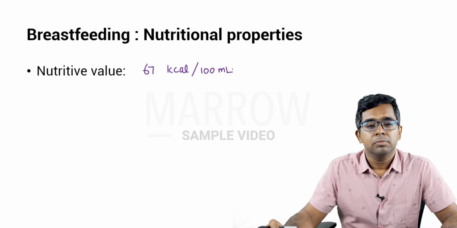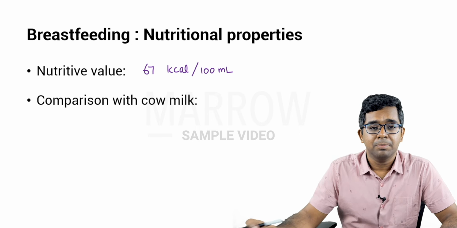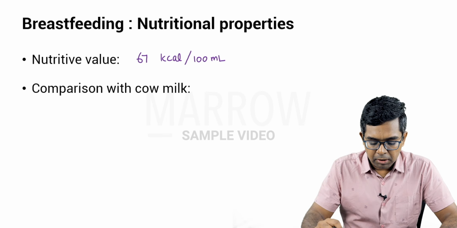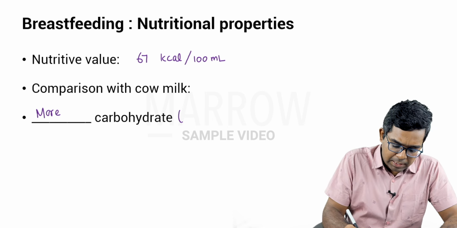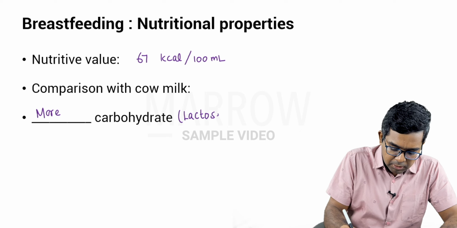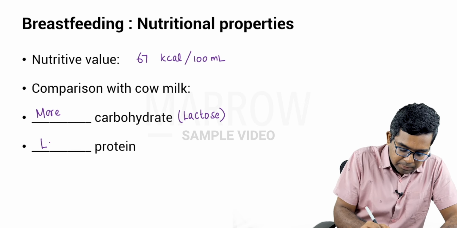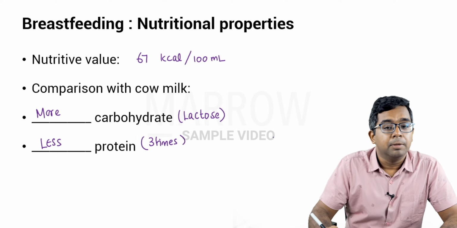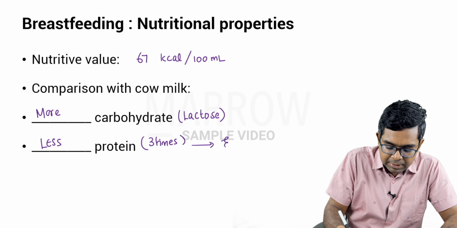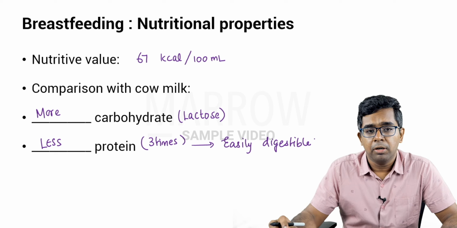Okay, and when you study about breast milk, we always compare it with the cow milk and try to tell the differences between the two. So in comparison with the cow milk, breast milk has more carbohydrate. Basically, the carbohydrate we are talking about is lactose. So more lactose in the breast milk compared to the cow milk. Then when we talk about proteins, it is less protein. In fact, it is 3 times less protein. However, the point to be noted is that the breast milk protein is easily digestible when compared to the cow milk protein. This is an important point to be noted.